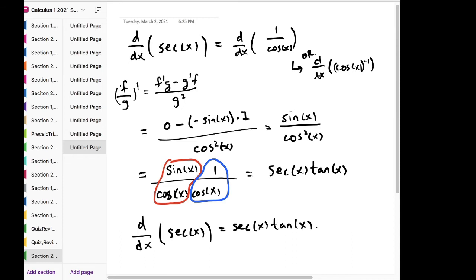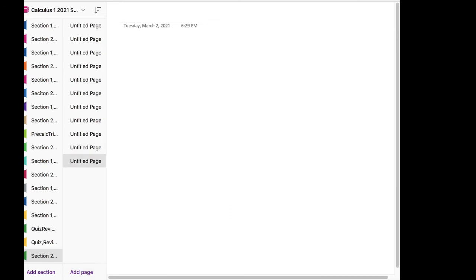So that is the derivative of secant. Any questions about that? It's just a nicer way of presenting the derivative. Okay, let's do another one: the derivative of cosecant. This is the last trig one that we have. What is cosecant? 1 over sine.